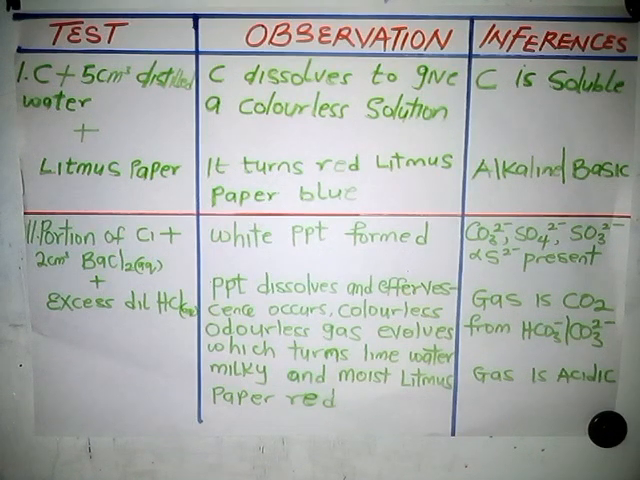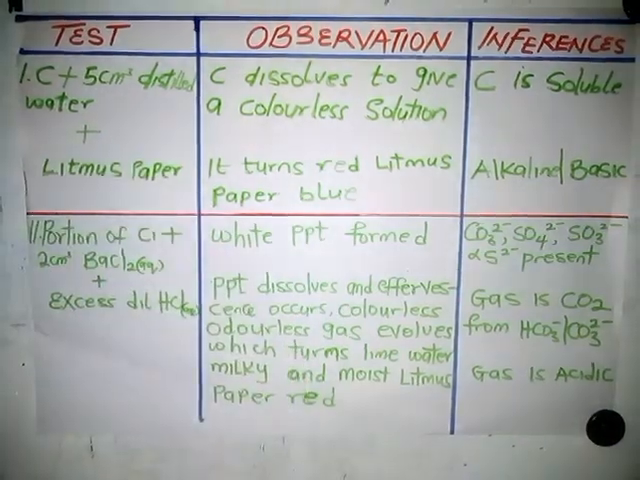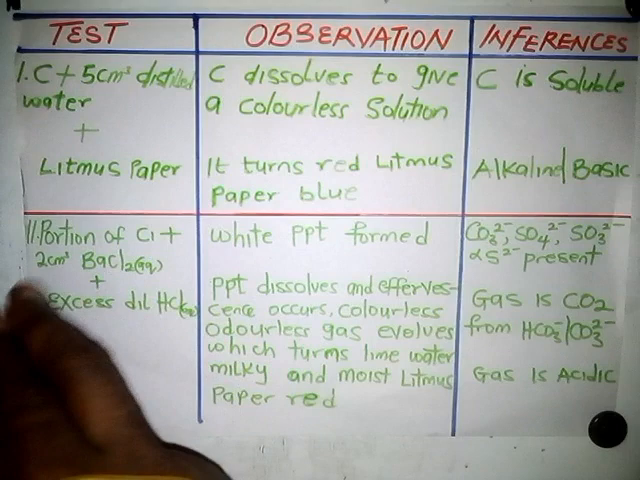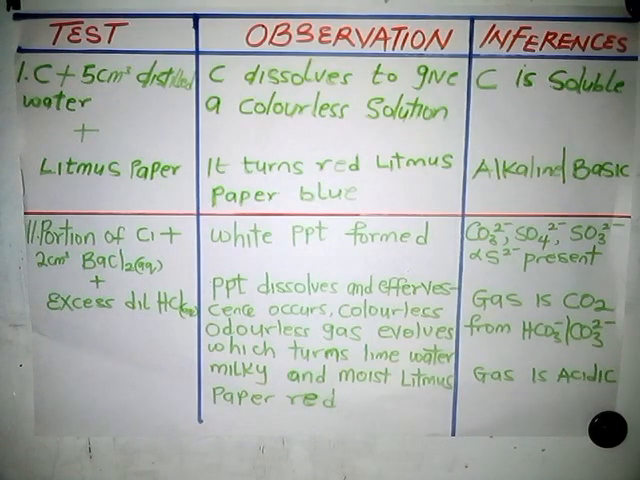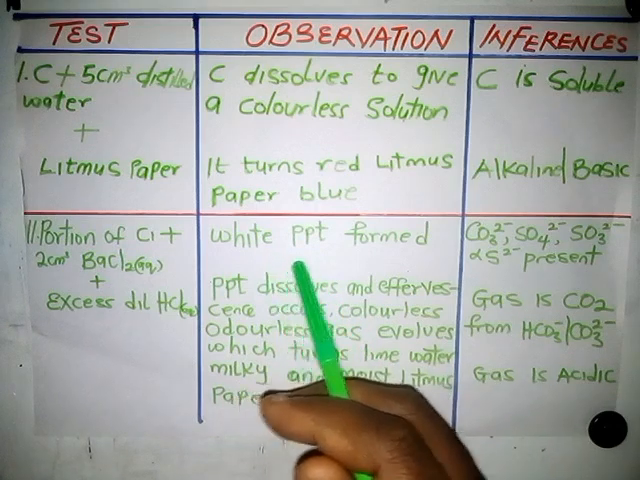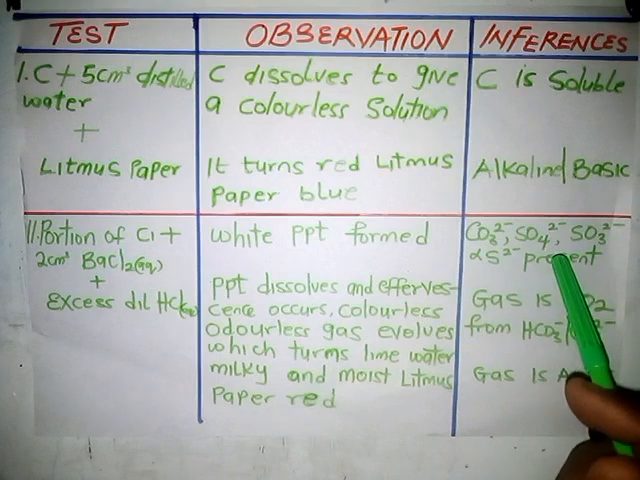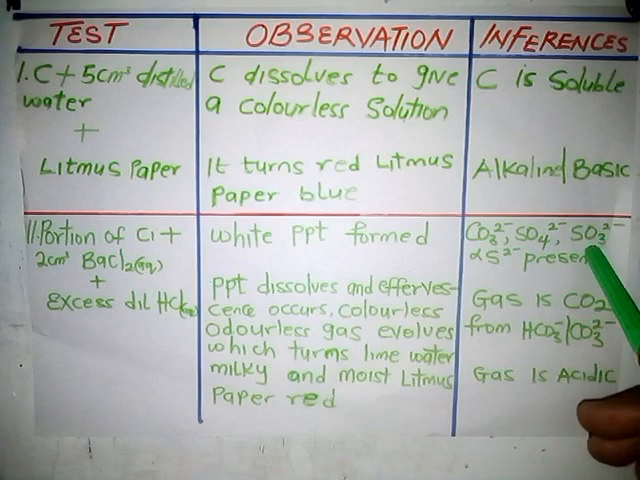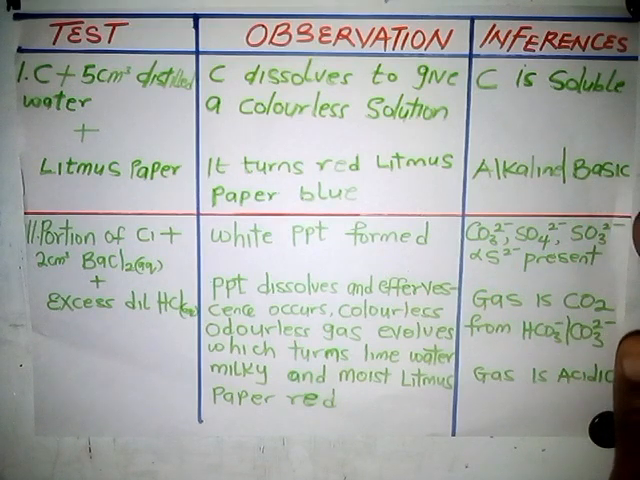So the next part, maybe some portions of this mixture here, you add 2 cm³ of barium chloride. So when you do that, you're expected to get a white precipitate. So now I'm saying white precipitate formed. Now the inference here would be CO3²⁻, SO4²⁻, SO3²⁻, and S²⁻ present, right?